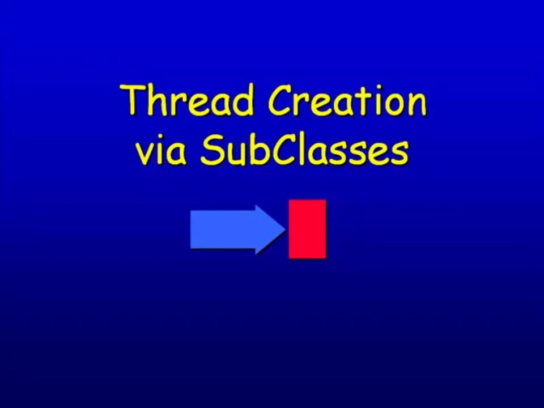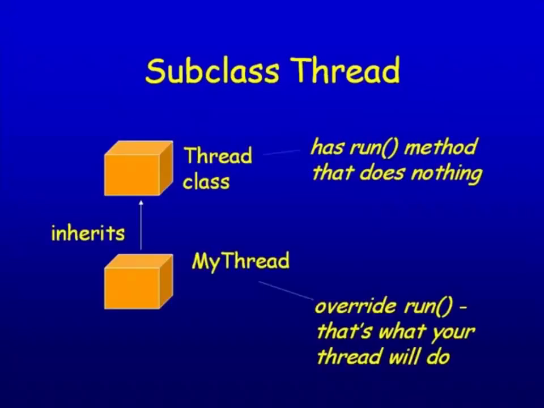We're going to talk about thread creation in Java, and we're going to look at how to do it via subclasses of the class Thread. So the basic idea is to create a subclass of the class Thread and override the run method. The Thread class has a default run method that does nothing. You simply put the code that you want to run in a separate thread into the run method, and we're just then about ready to go.